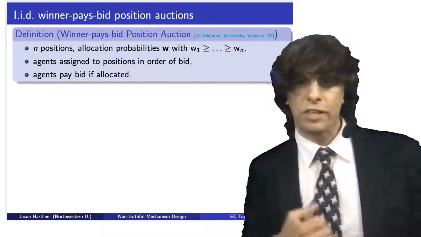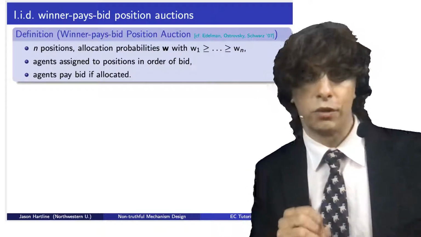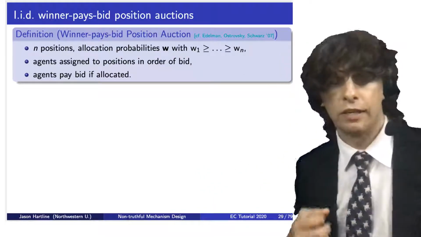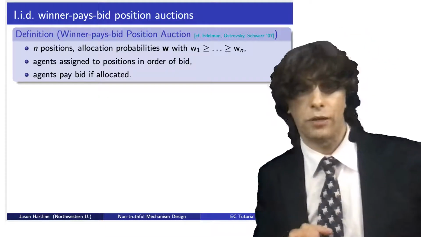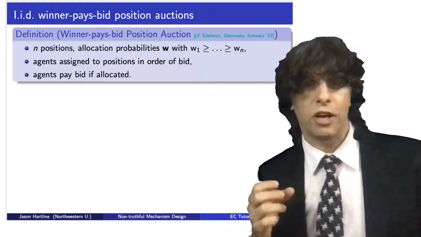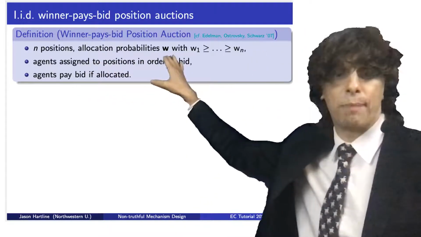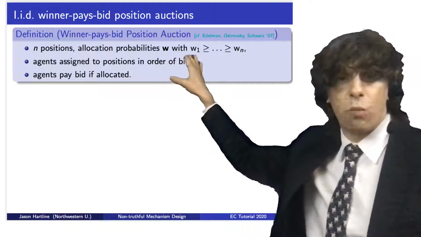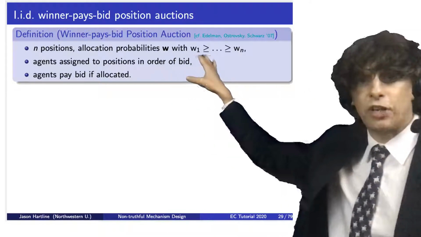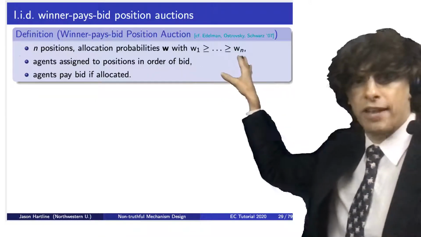Great. I want to briefly describe how this result generalizes from first price auctions to a much bigger family of symmetric winner pays bid auctions. In particular, I want to talk about IID winner pays bid position auctions. Okay, in a position auction, there are n positions. Each position is described by an allocation probability where position 1 has allocation probability W1, and the probabilities are in decreasing order down to allocation probability Wn for position n.